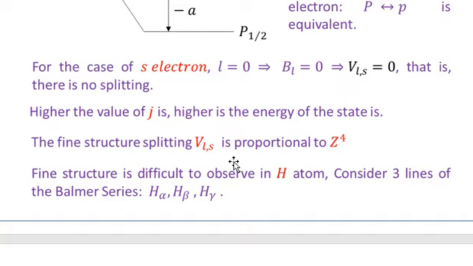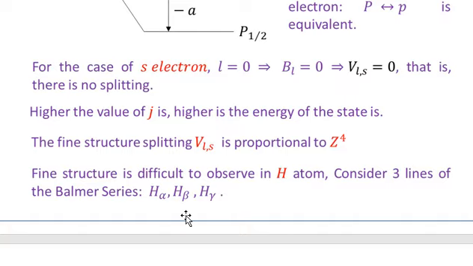In principle, VLS may be equal to 0 there, which you can confirm by putting L equal to 0, so VLS will be equal to 0 for the S electron. So for all S electrons, and hydrogen has only one S electron in its ground state, under that condition the VLS will be equal to 0. So fine structure is difficult to observe in a hydrogen atom in its ground state.